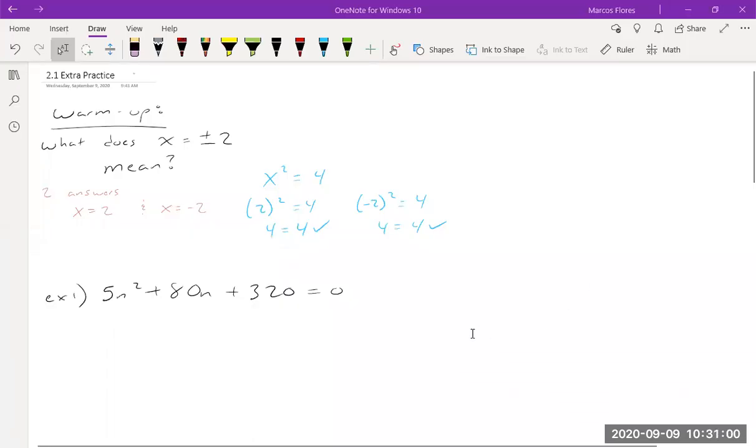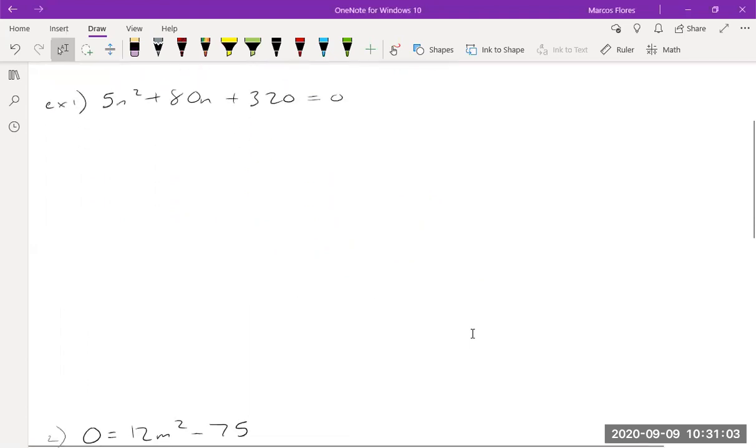Okay, so first example here for extra practice says 5n squared plus 80n plus 320 equals 0. What was always the direction to do first? Factor. Factor, good. And you kind of want to factor by GCF first. That always helps. What would my GCF be for this problem? 5.